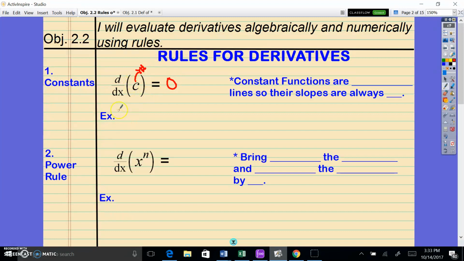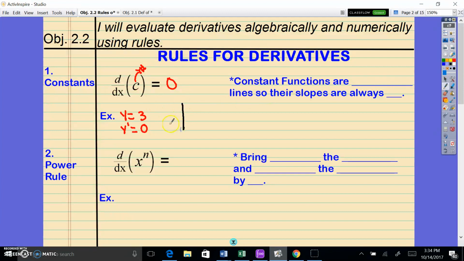Let me give you an example. Let's say I have y equals 3. If you find the derivative of y equals 3, that would be y prime. The derivative of 3 is going to be 0. Now, we've kind of touched on this in class, but let me remind you why.